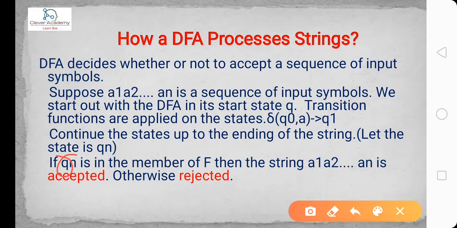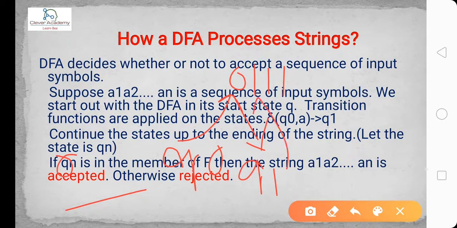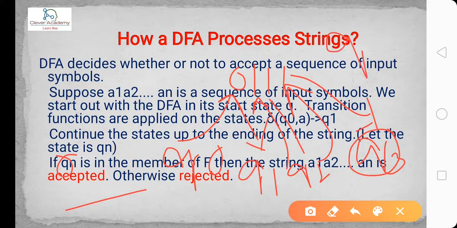Qn means the final state, meaning you are moving through all the symbols of the string 0, 1, 1, 1. Initially, from Q naught on 0, I will get some state, which we'll call Q1. I will move on 1, and I will get some state, which we'll call Q2, and then again I will get another, that is Q3. Now Q3 acts as Qn.